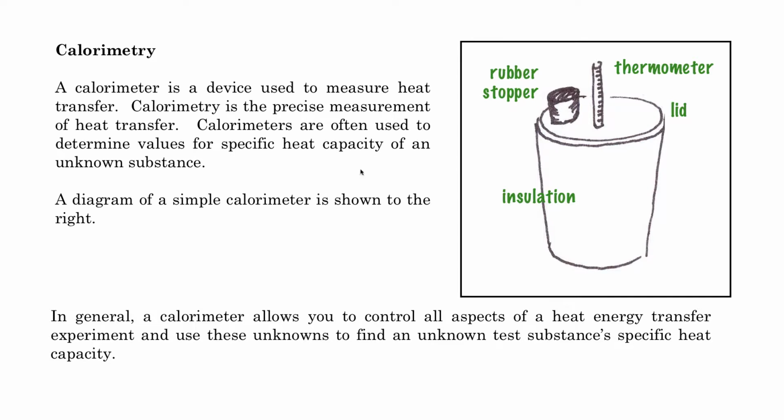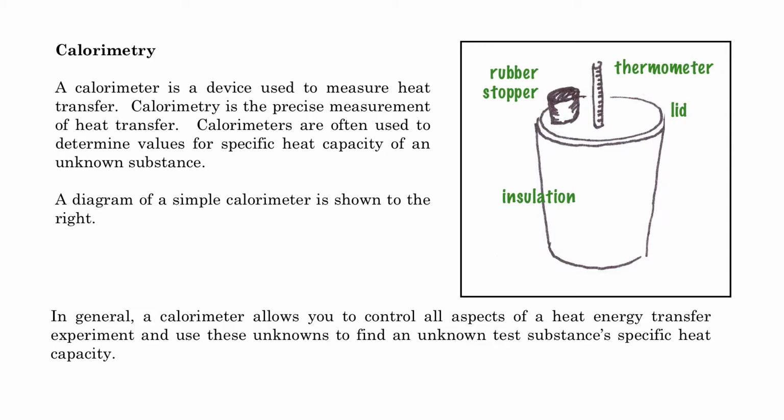A diagram of a simple calorimeter is shown right here. In general, a calorimeter allows you to control all aspects of heat transfer, and use the unknowns to find the test substance's specific heat capacity. And that's what we're going to be doing. I'm going to give you a metal sample. You're not going to necessarily know what that sample is made of, and you're going to have to measure very carefully so that you find the specific heat capacity of your metal and then determine what type of metal it is.